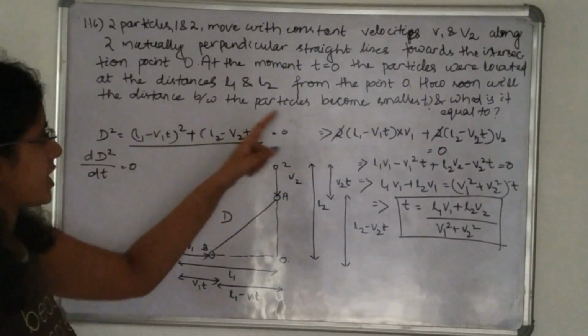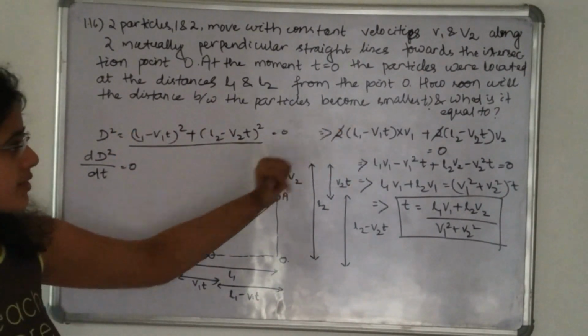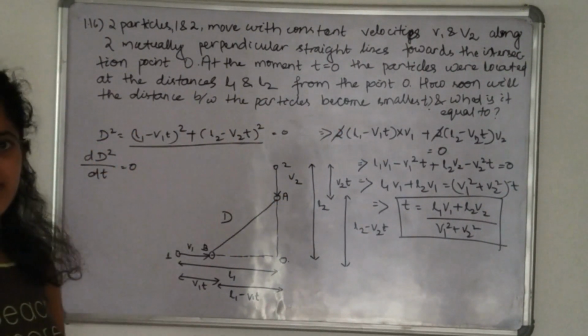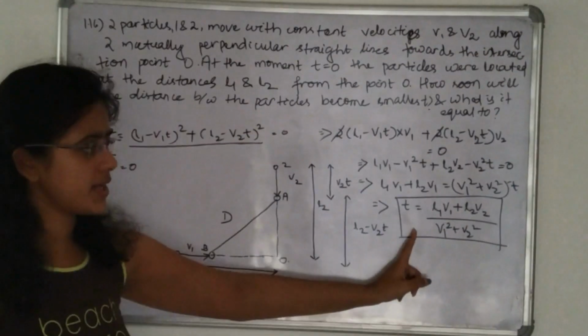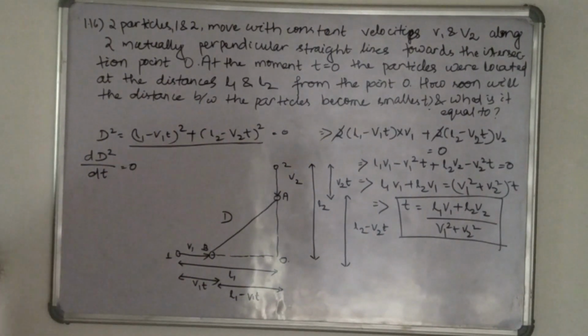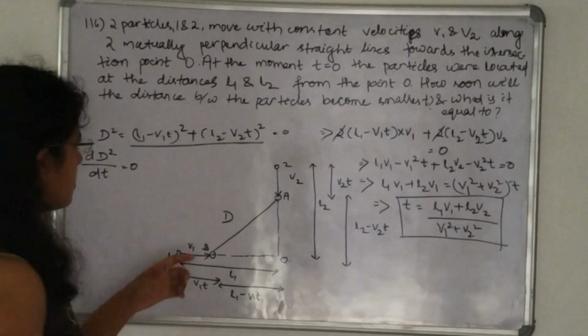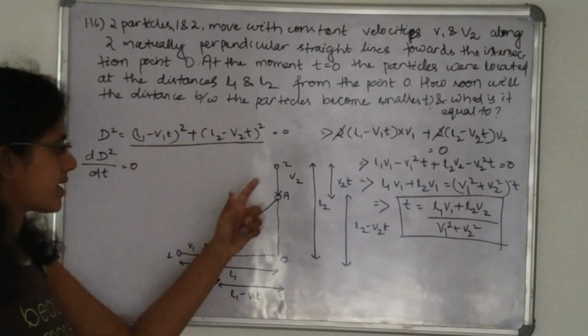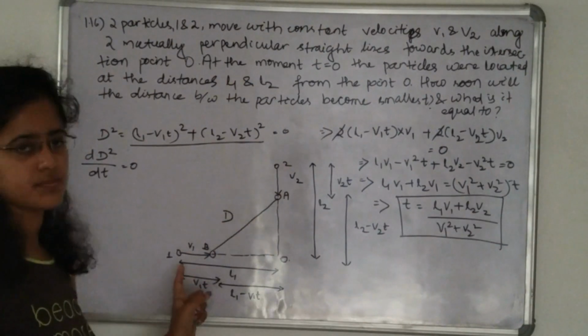So the next question is, what is it equal to? That means we have to find this distance. How can you find this distance? We have calculated t here. Simply you have to put this t in this equation and you can find this distance d. Another method in which you can find this distance is by using the relativity concept in this diagram.